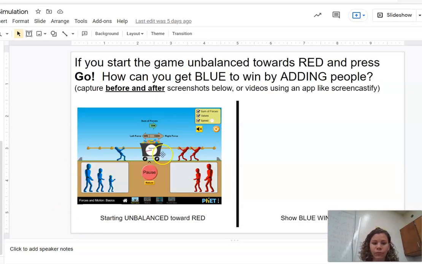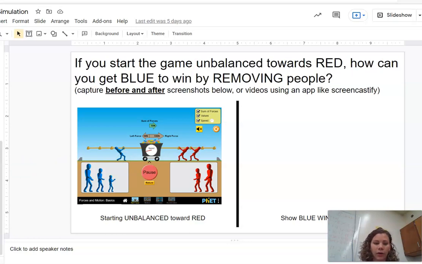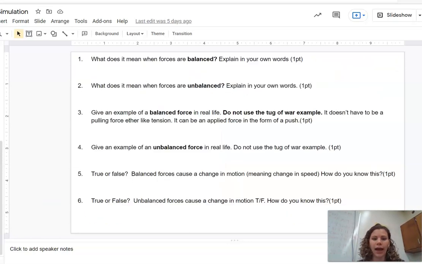Okay. Same thing with this slide. If you start the game unbalanced towards red, how can you get blue to win? By adding people. Oops, that's what I did already. I skipped a slide. Okay, so how can you get blue to win? By removing people. So you can remove both red figures, and then originally it will be going in the red direction. Then you're making it unbalanced towards blue since you took both red figures away, and it should move in the blue direction.